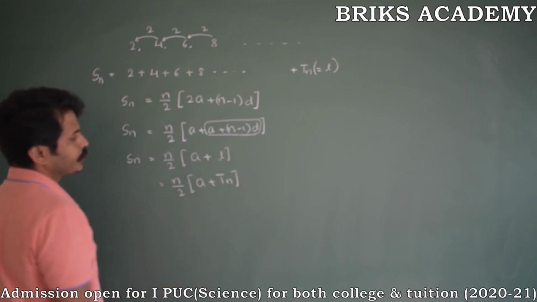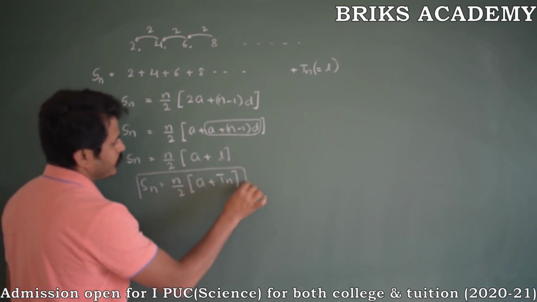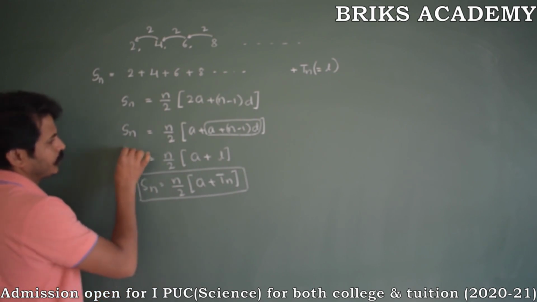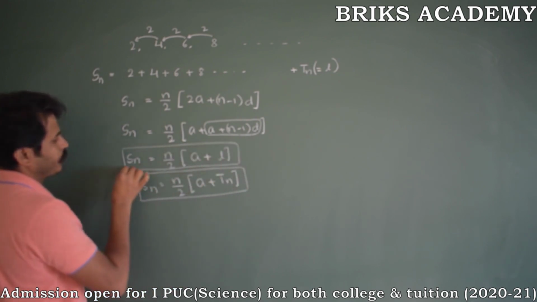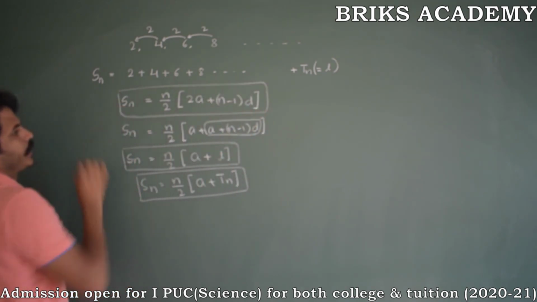However you write, it is your choice. So this is your nth term formula. This is your nth term, that is the sum of n terms formula. This is your sum of n terms formula.